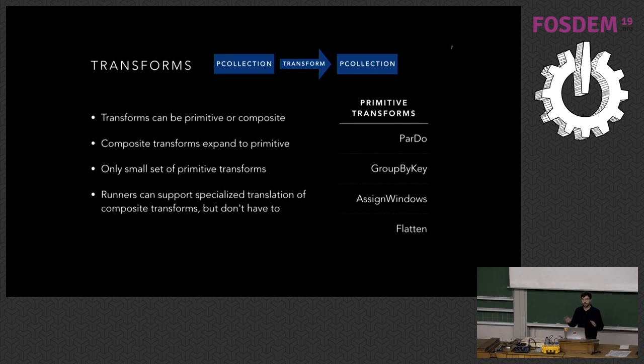That's pretty sweet. Transforms are quite a nice abstraction, because transforms can be either primitive or composite. What does that mean? In Beam, we only have a few primitive transforms: ParDo, GroupByKey, AssignWindows, and Flatten. I will explain two of them in a bit. Basically, you can define composite transforms which use these, and then the composite transforms are expanded to these primitive ones. This is really easy because as a runner creator, you just need to implement those four primitive transforms. We can do optimizations for composite transforms, but it's enough to implement the primitive transforms.